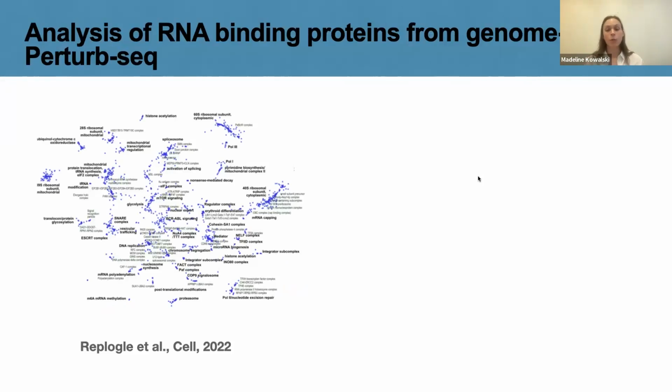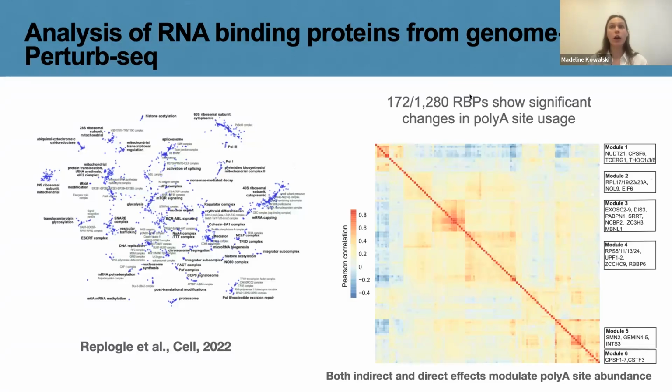With this in mind, we also analyzed a genome scale Perturb-seq dataset that was released from Jonathan Weissman's lab last year. And while they focused on changes in gene expression in their analysis, we wanted to reanalyze this data with respect to polyadenylation site usage. So we focused on RNA binding proteins only, and we found a couple hundred RNA binding proteins that resulted upon perturbation in significant changes in polyadenylation site usage.